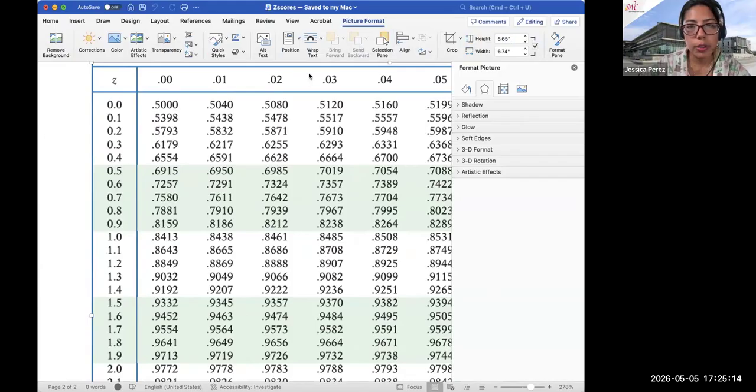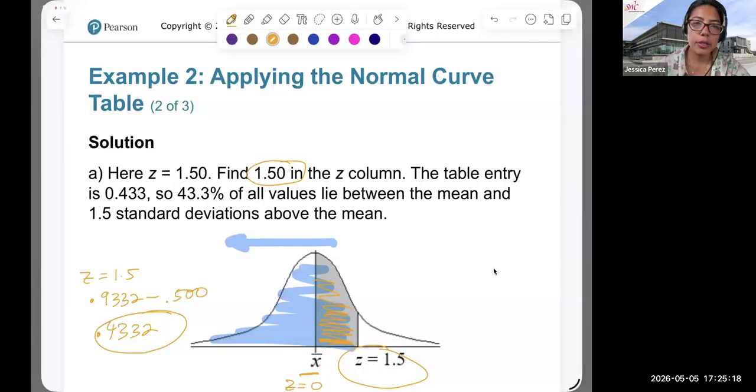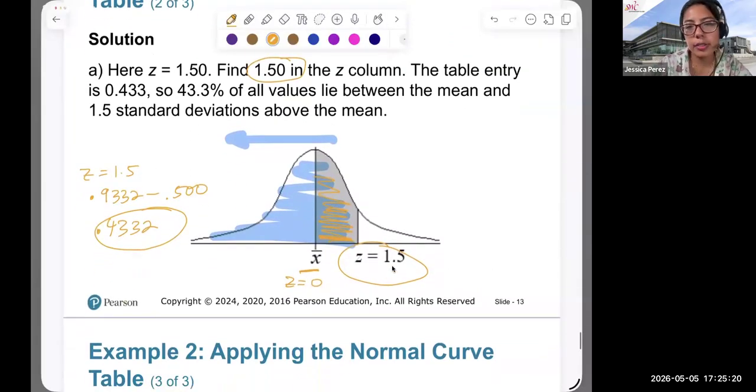So what we're doing is we're using the data that we're given, right? When we're given the z-score 1.5 and then x bar, that means your z-score is 0. You find the area of the entire cumulative to the left. It's going to be 0.9332, from the table, minus the area of half of the data, which is 0.5. When you subtract, we get 0.4332.